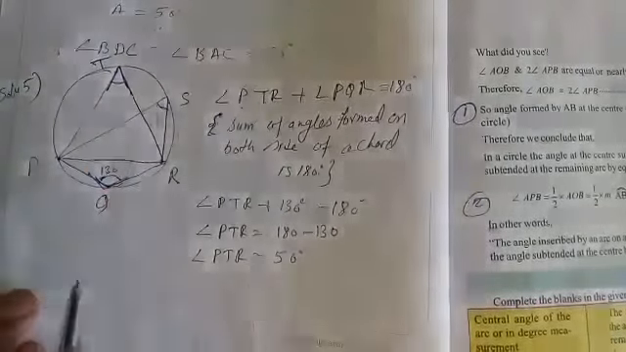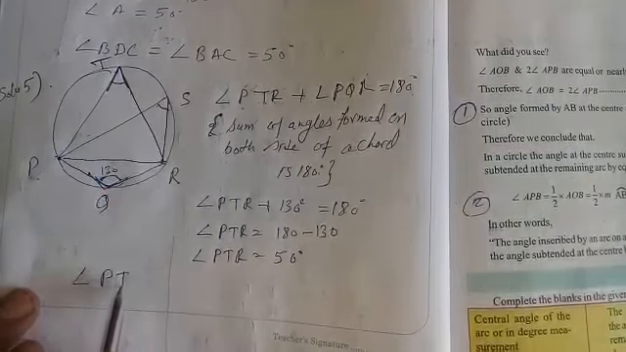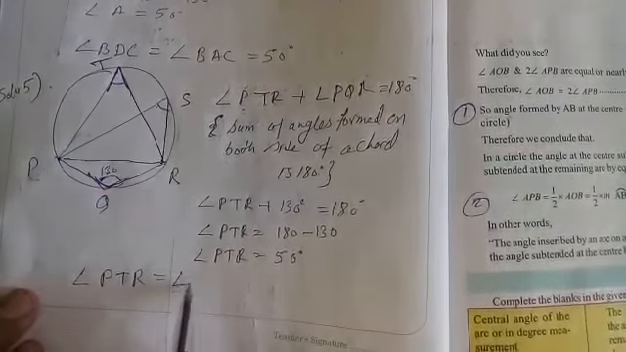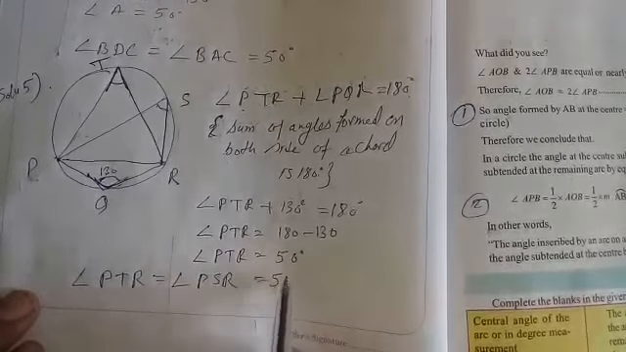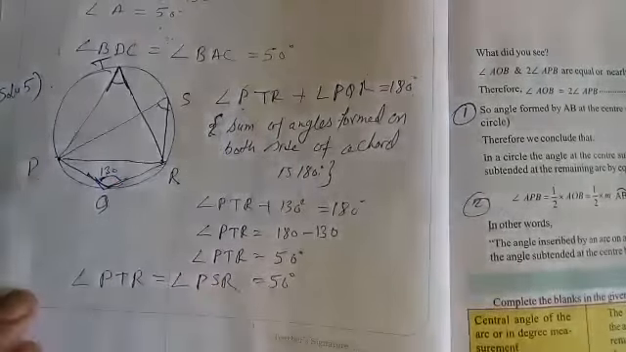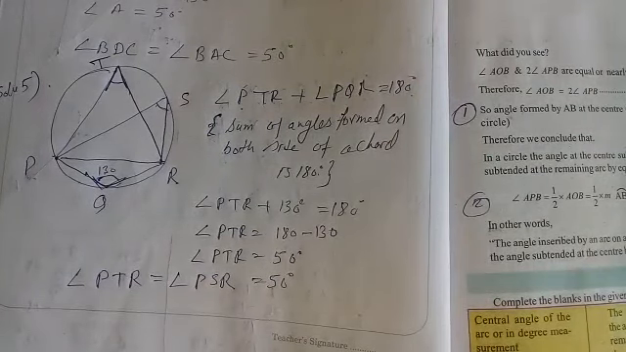That is PTR. Angle PTR equals angle PSR equals 50 degrees. The reason is that angles in the same segment of a circle are equal.